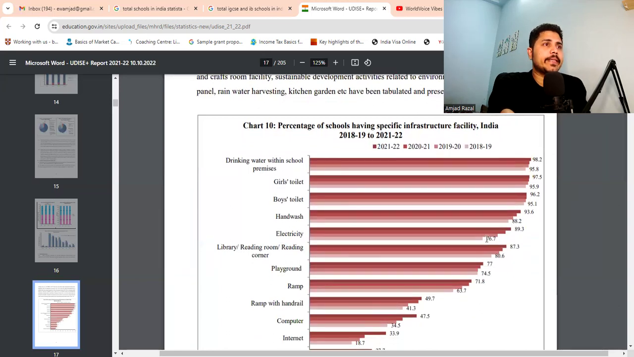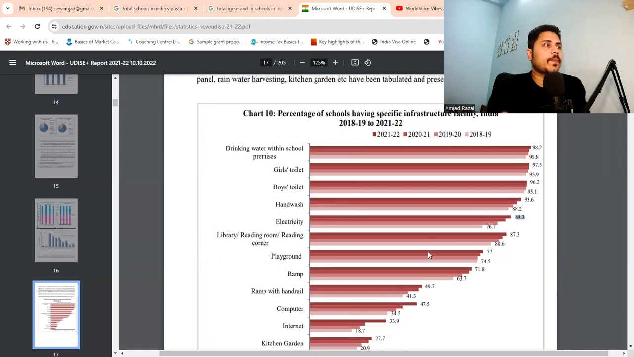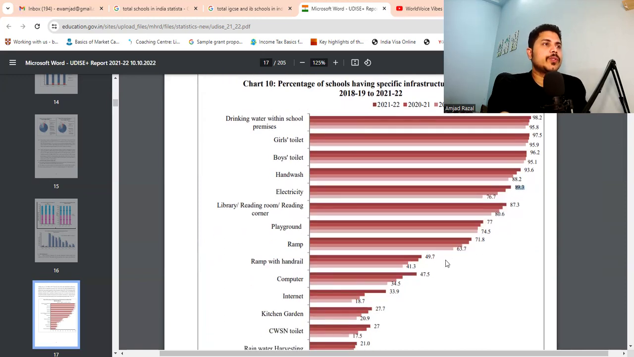Electricity, yes, 76.7. In many schools, probably in villages or somewhere, they had an electricity problem, a shortage of electricity. Maybe electricity used to be there only for a couple of hours, and then for 2-3 hours there is no electricity, and the number has increased to 89.3. Everywhere you see good growth, significant growth. In terms of computers, before lockdown there were many schools that did not have computers, or they had computers, but those computers were not in proper functioning order.